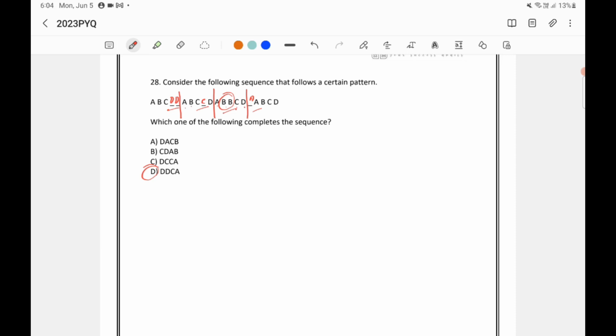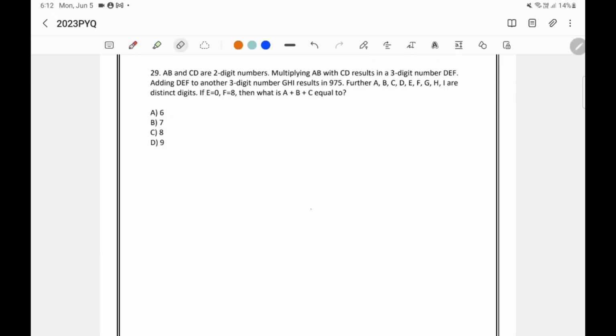Remember that this kind of question has been repeatedly asked by UPSC in previous years, right? In this kind of question, it will be easier if you divide the given sequence into different groups. I have already told this trick in my lecture video as well. Okay, so let us move on to the next question.